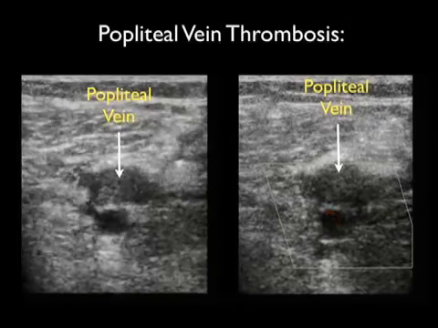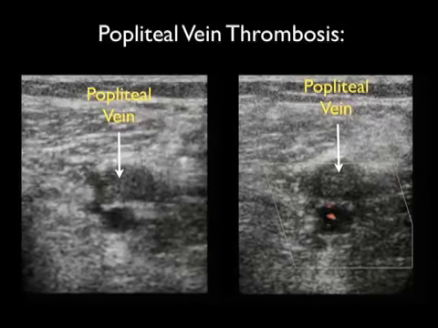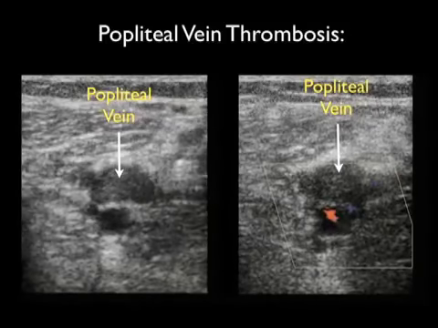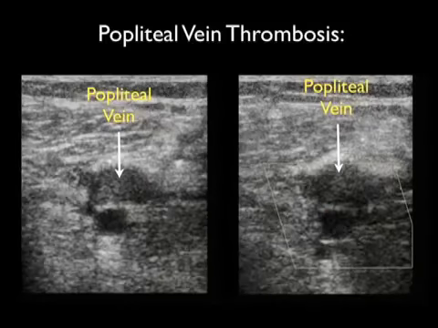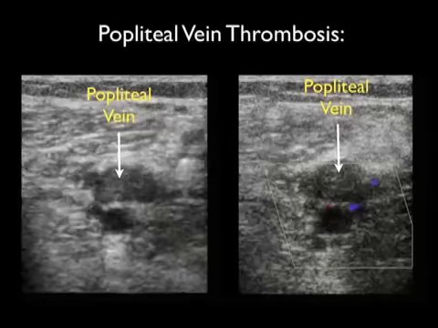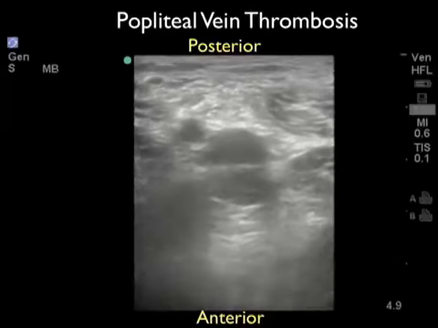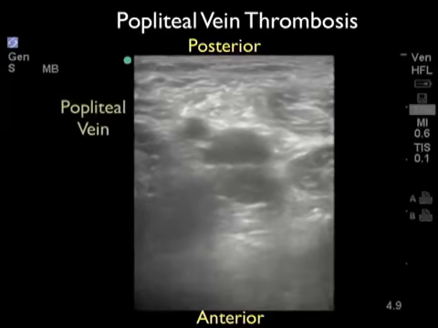Notice the echogenic swirls of clot within the popliteal vein, and to the left here we're compressing down, and we note the popliteal vein fails to compress secondary to the DVT. This video clip was taken from a patient who presented with a painful swollen calf.